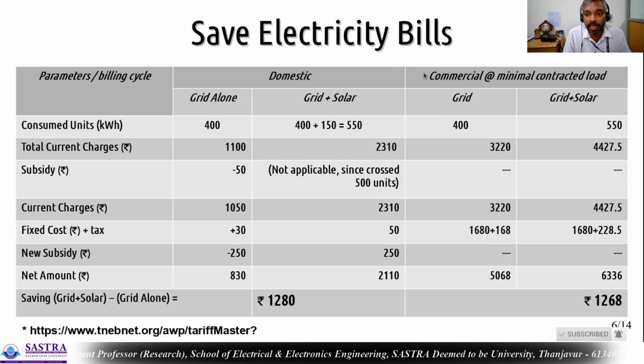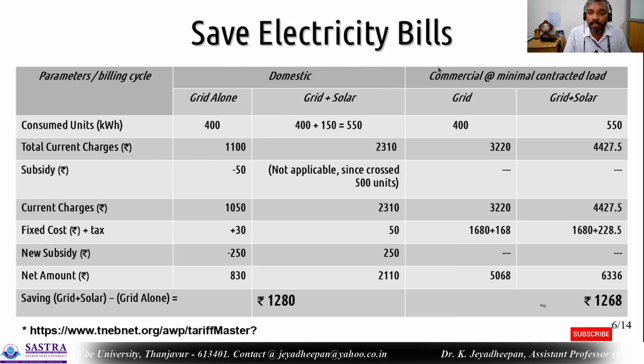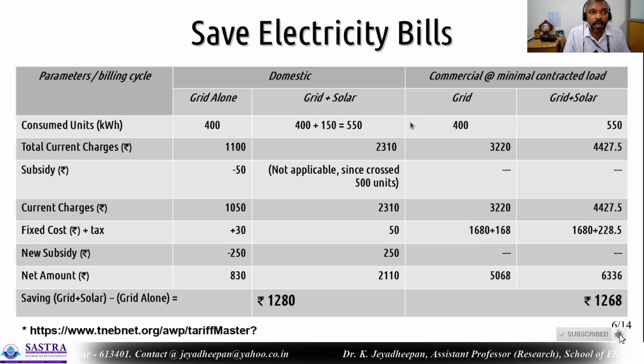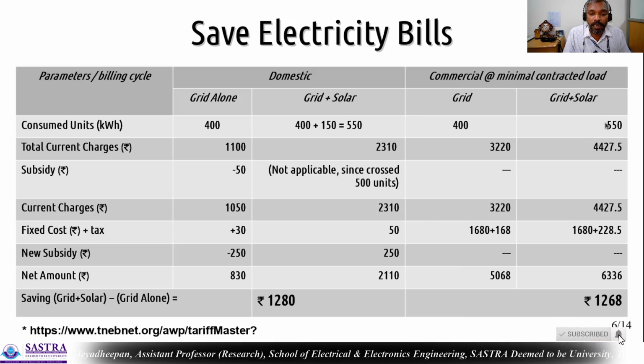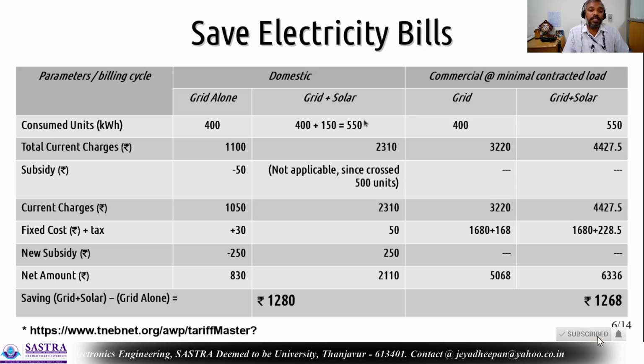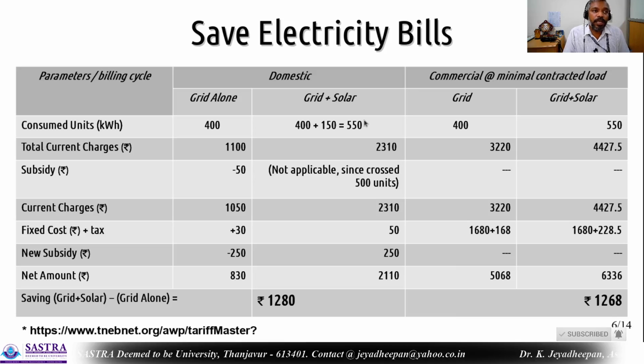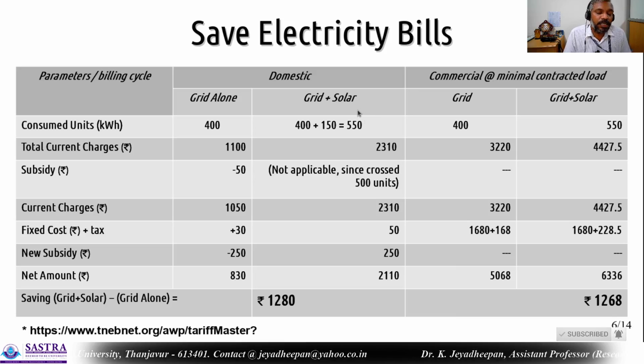If it is a commercial line, for the minimal contracted load of 12 kVA, you have to pay at least 6,336 rupees, right? For example, this is for homes and this is for shops, small shops or workshops or something like that, which use 550 units per billing cycle, right? So for example, you are not going for the full 550 units from solar energy. You are going to have a minimal installation, for example a 200 watt panel or 500 watt panel, like that.